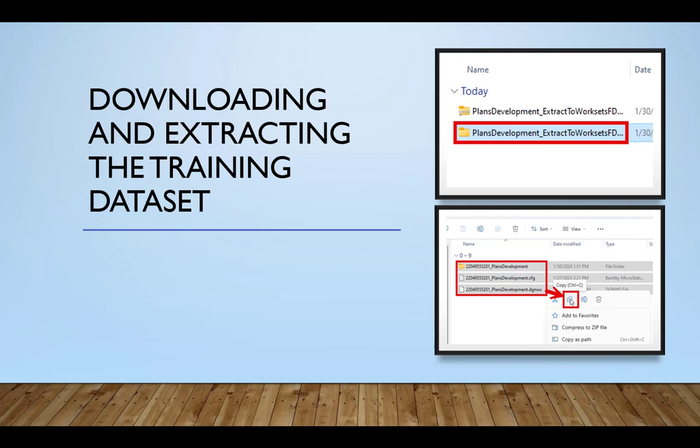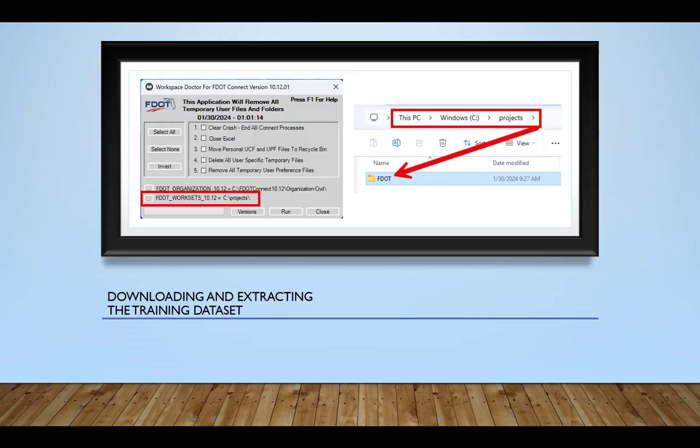The files have now been copied to your clipboard and can be pasted in the FDOT subfolder of your Worksets folder. To be sure that you're copying these files to the correct location, locate the FDOT Connect 1012 folder on your desktop and launch Workspace Doctor. Select the Browse button located to the left of the variable f.worksets1012 to open a Windows File Explorer window to your Worksets folder.